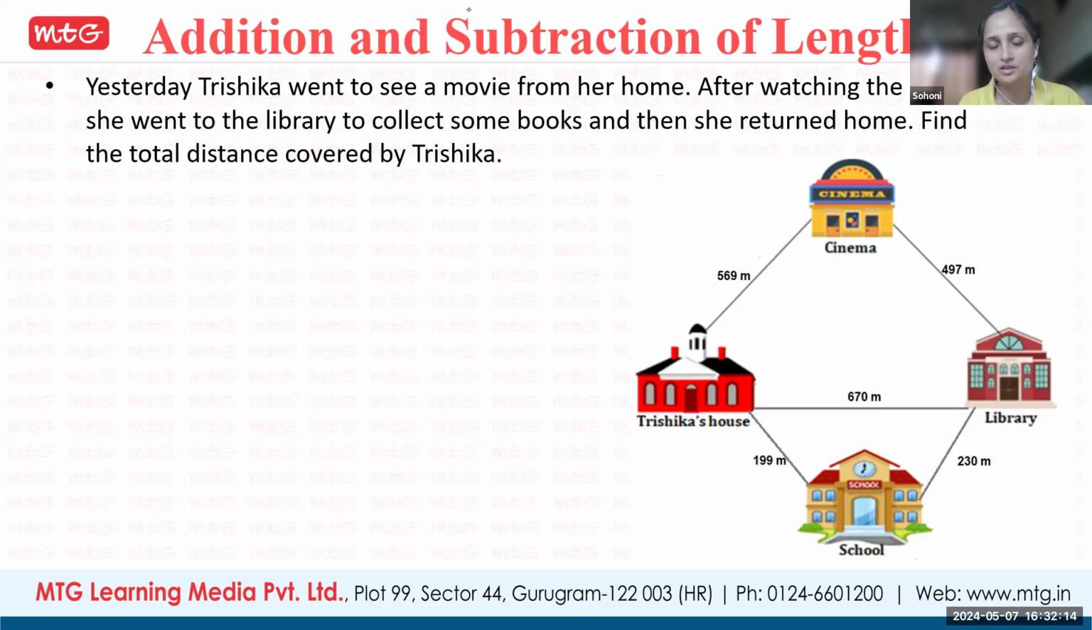We have to add how many numbers? First, from house to cinema, then cinema to library, and then library to house. So you have to add 3 numbers.